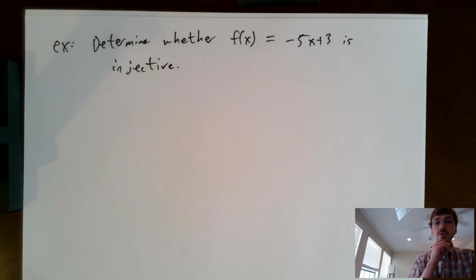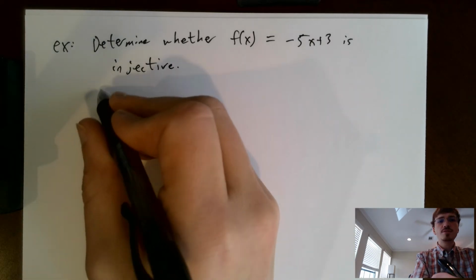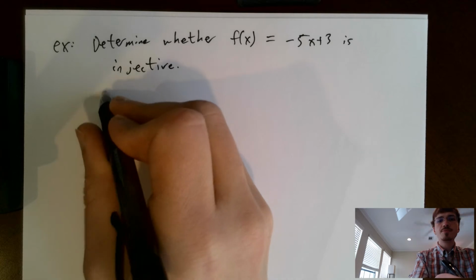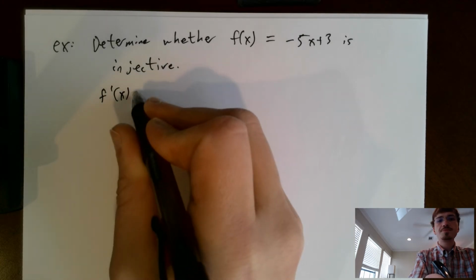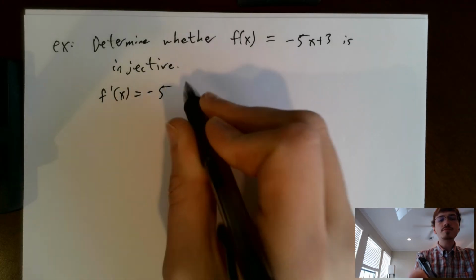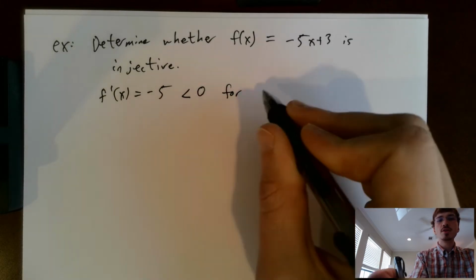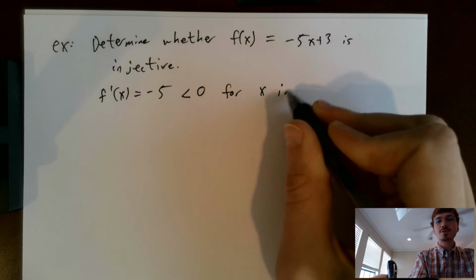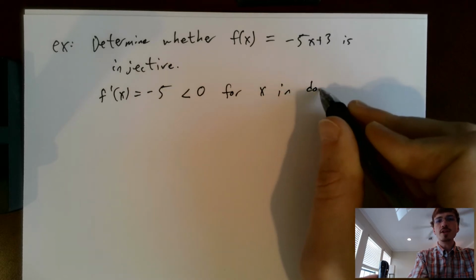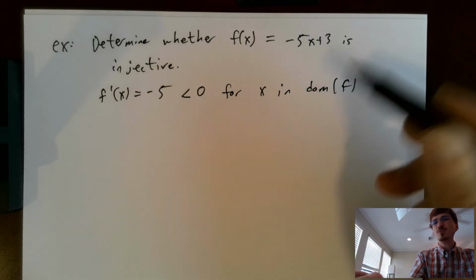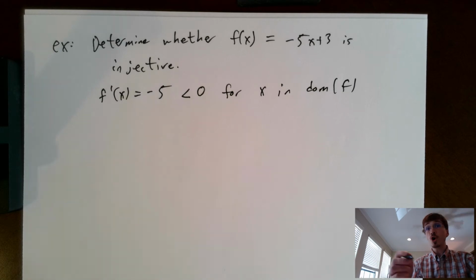Okay, so let's just try to take a derivative, right? What's f prime here? It's negative 5. Negative 5 has the wonderful property of being strictly less than 0 for all values of x in the domain of f. And the domain of f here is all real numbers, of course. But for all real numbers, negative 5 is less than 0, right? So that's kind of nice. It is an injective function.